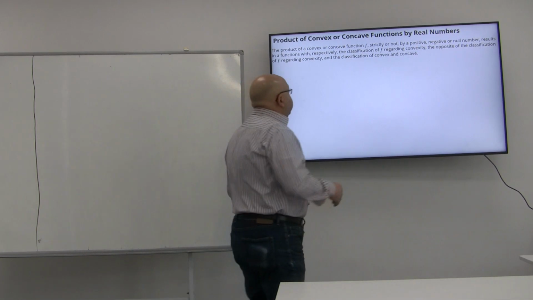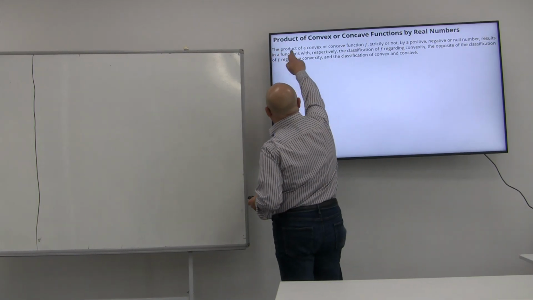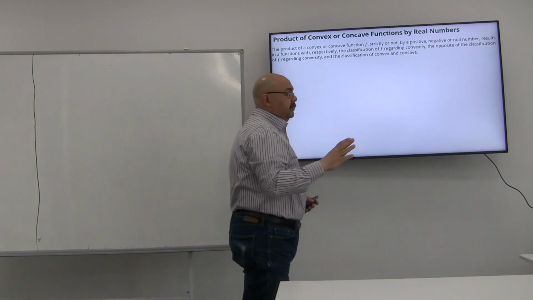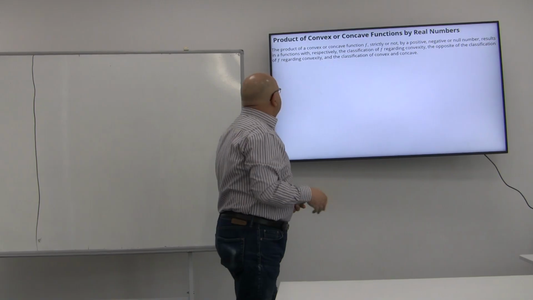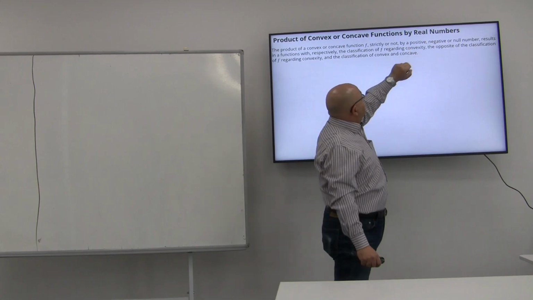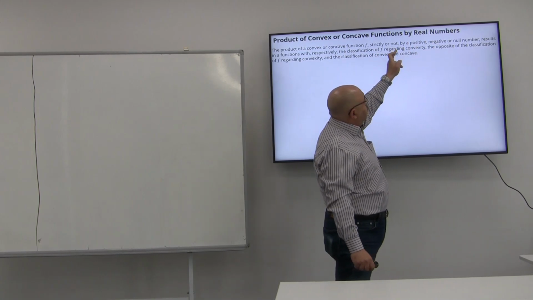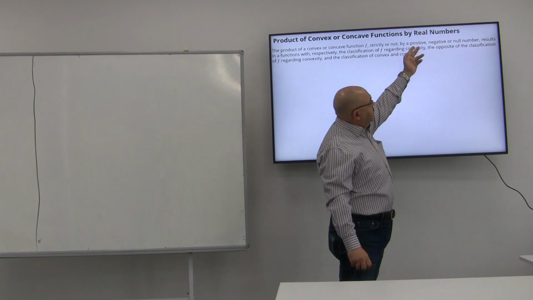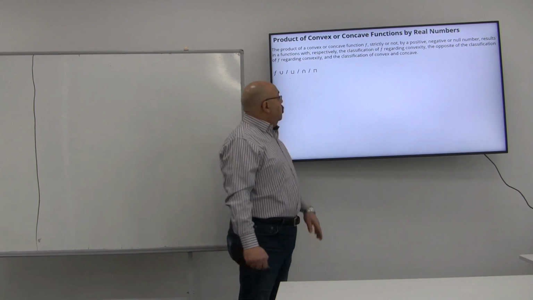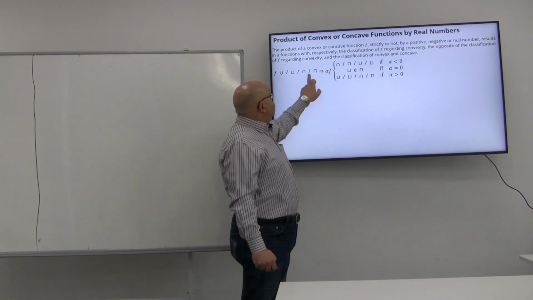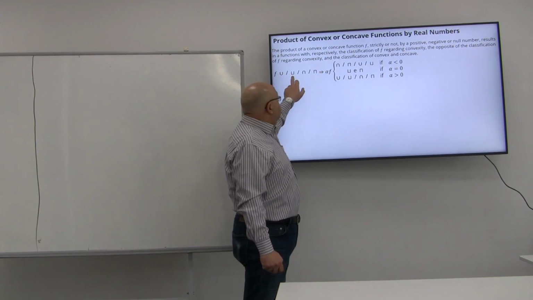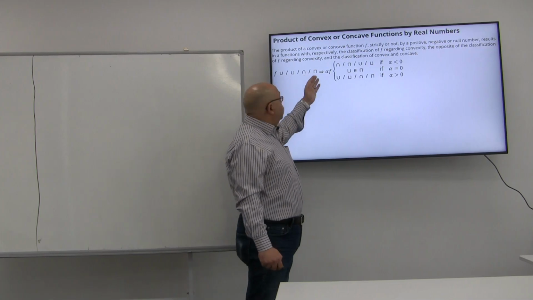All of this is written here in this paragraph, which states that the product of convex or concave functions f, strictly or not, by a positive, negative, or null number, results in a function with respectively the same. If you multiply by a positive, the convexity is preserved, so it will be convex. The opposite happens if you multiply by a negative. It's going to be a linear function in the case of 0, where you erase this property. So this is once more a strictly convex function for convex function, for strictly concave functions, for concave functions.